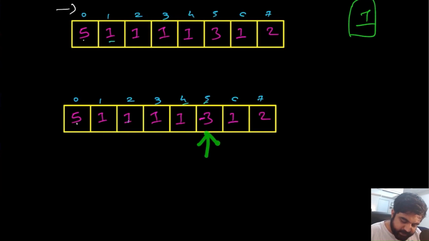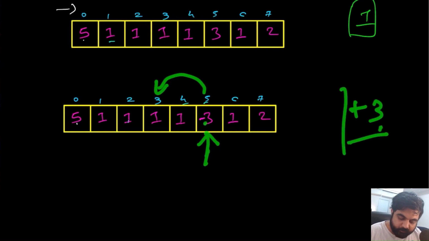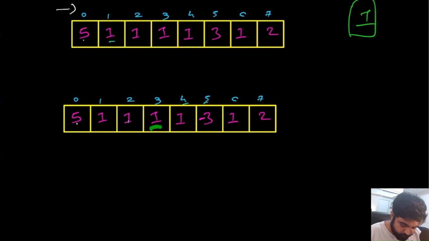Now this value is negative 3. Because this value is negative 3, we will go to the third index, because this used to be a positive 3 value. And remember what I said, anything but 1. So in this case, we will go to this value and convert it into negative as well. So this becomes negative 1. Now we are okay. Again, this value is 1, so we don't need to do anything. This value is plus 2, which means we will go to the second index and convert it into negative.